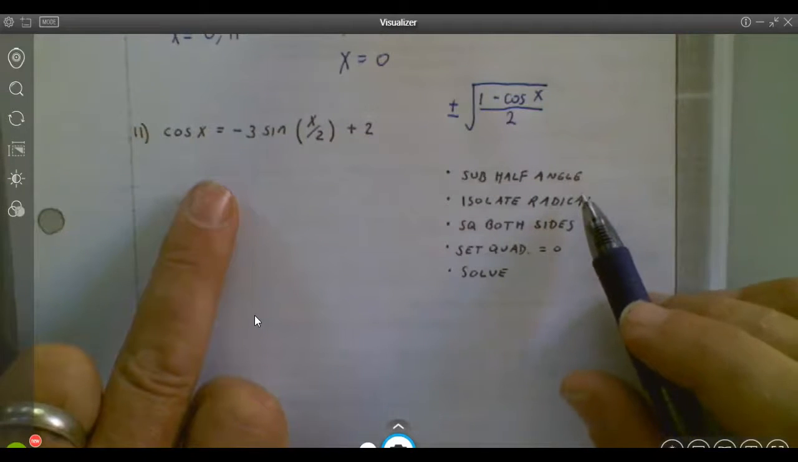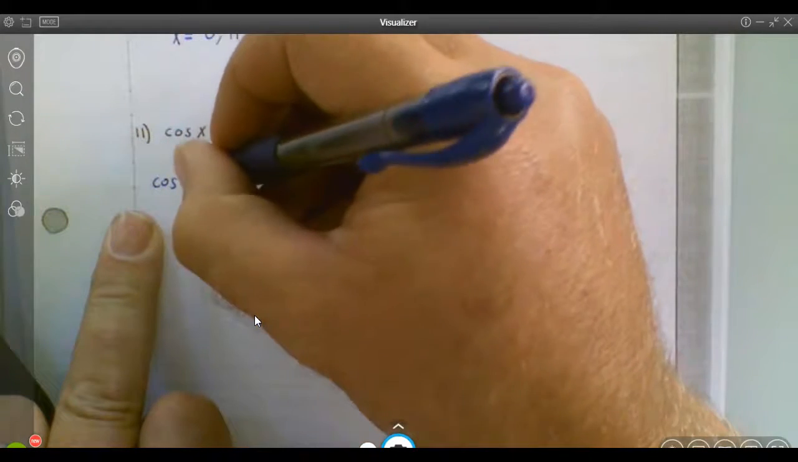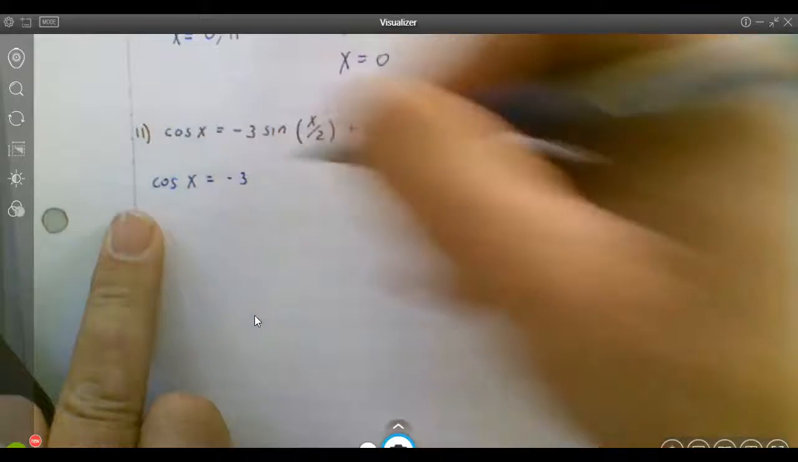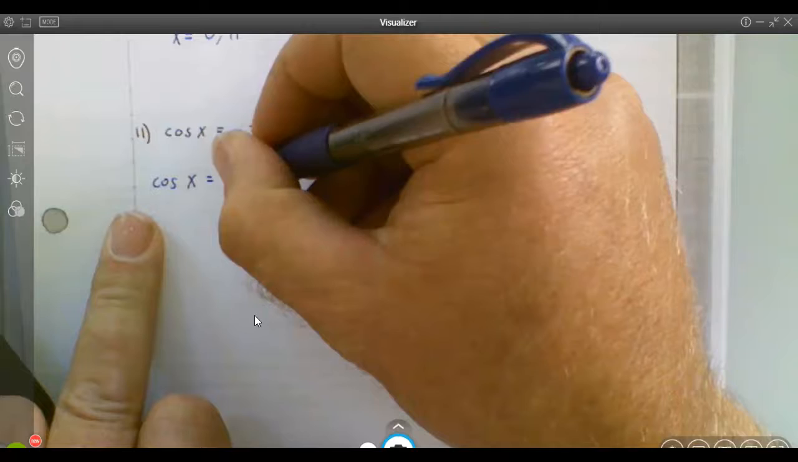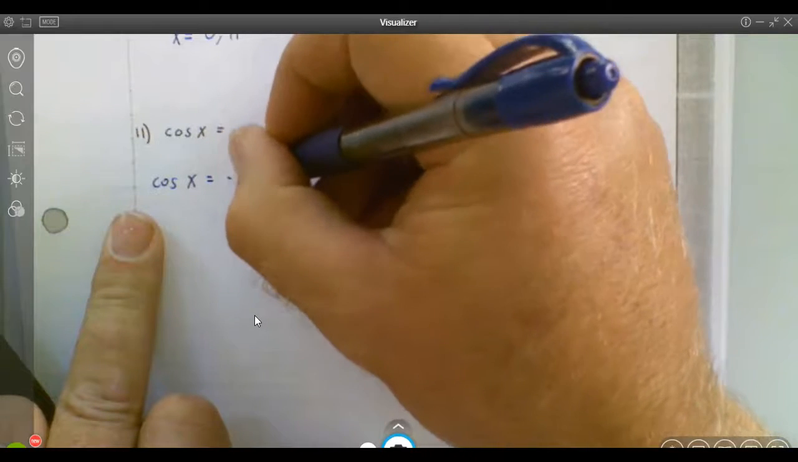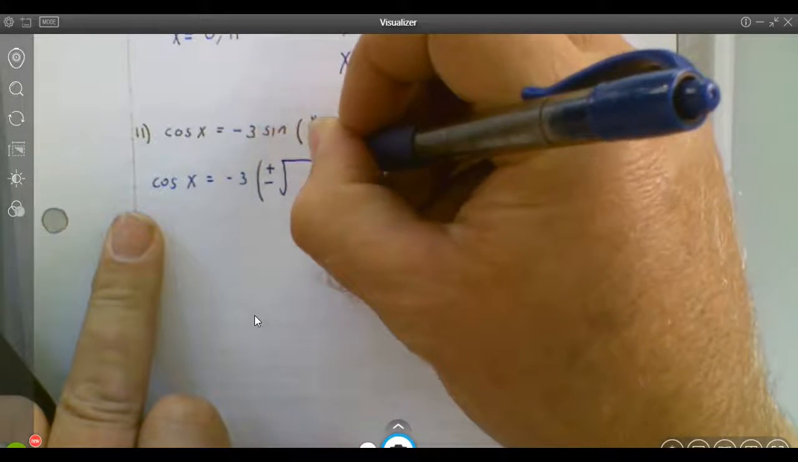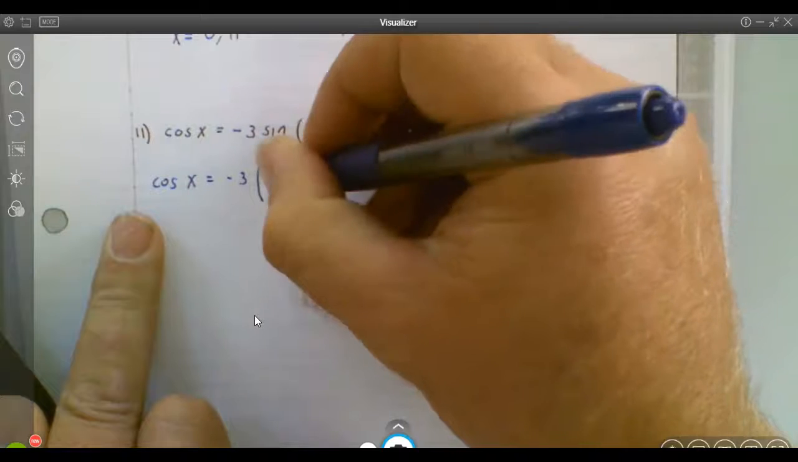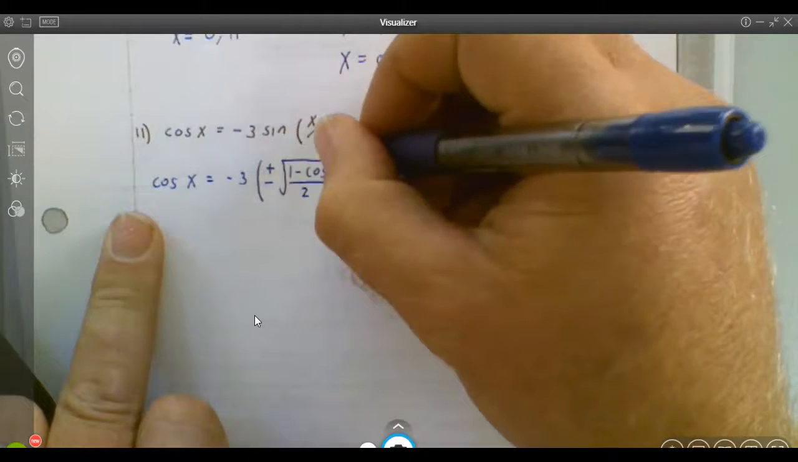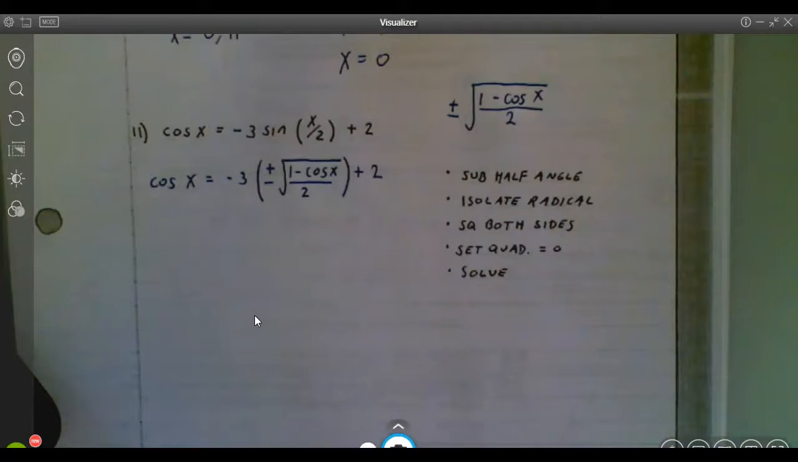So first things first, we're going to sub in our half angle formula. So I'm going to say the cosine of x is equal to -3. And so I'm going to replace the sine of x over 2 with this. Just bring down the rest. All right, so there's our substitution. Just like any basic equation, I want to isolate my radical.